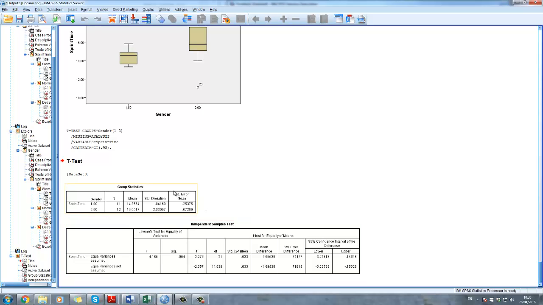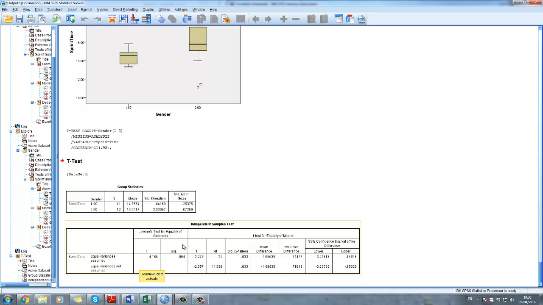So the first thing that we want to look at is this Levene's test for equality of variance, or in other words, our homogeneity of variance test. In this case, we can see the significance is again non-significant. It's above 0.05, meaning that there is no difference in the variance between the two groups. It is a non-significant value. Therefore, we will take the equal variances assumed row off the top here.